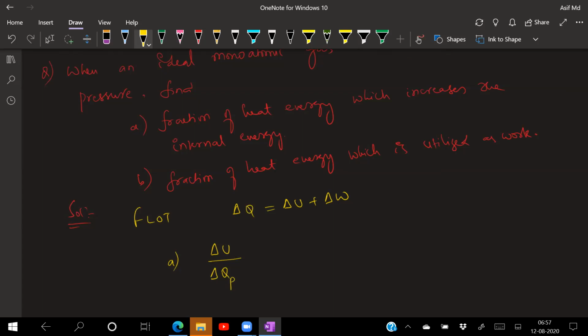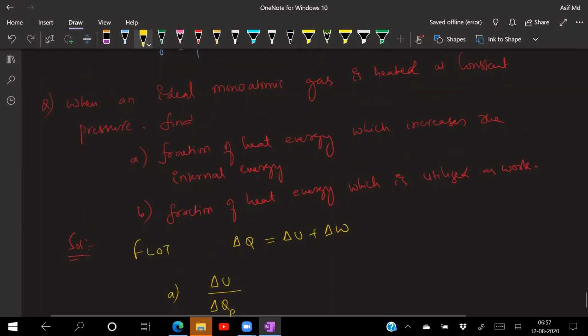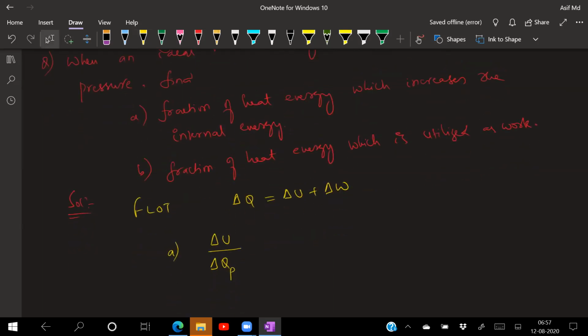Why? Fraction of heat energy which increases the internal energy. Heat energy means Q. Increasing what? Internal energy. So it is delta U by your heat. Fraction means what? 1 by 2, 2 is nothing but fraction. So fraction of heat energy means we will write heat energy in the denominator. At what condition? When an ideal monoatomic gas is heated at constant pressure, that means QP.